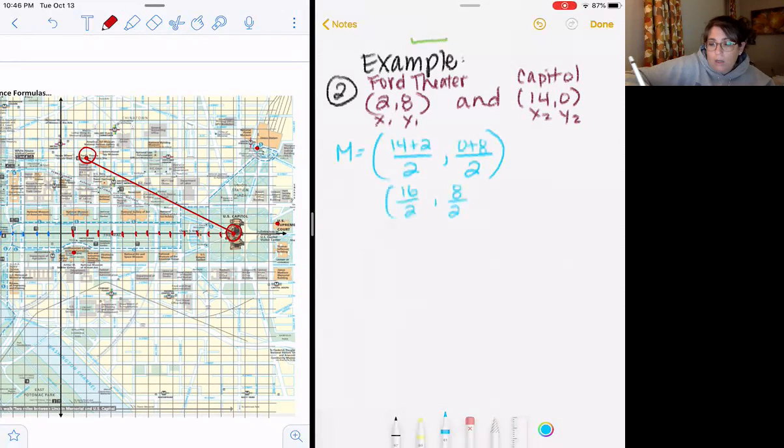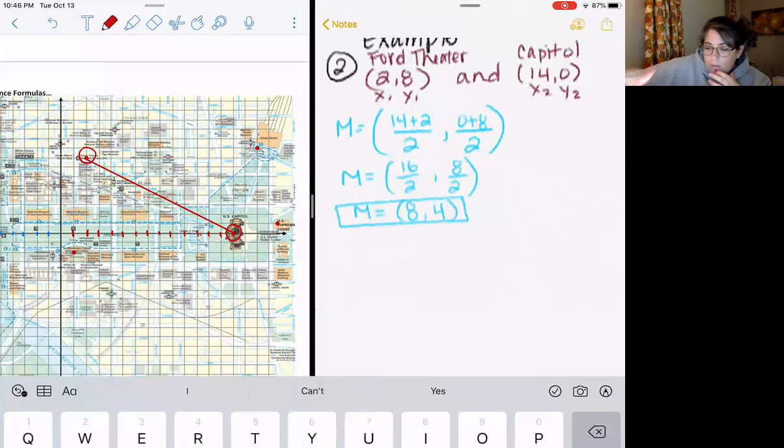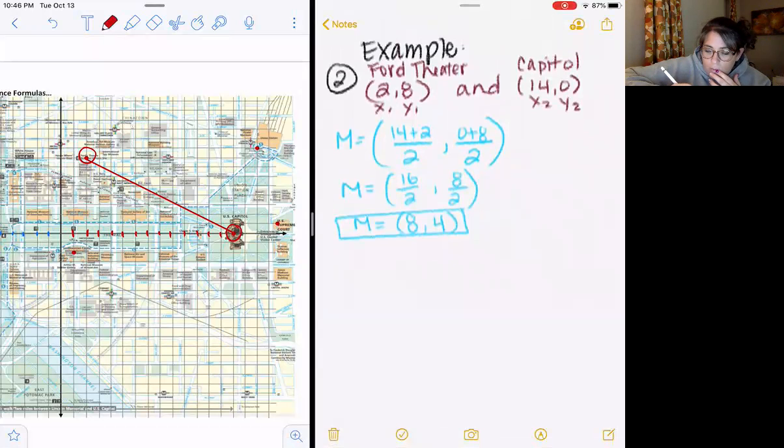So again, a whole number. Maybe I picked all whole numbers. I don't know. Maybe the DC is made it that way on purpose. I have no idea. All right. So 8, 4 is your midpoint. That's the answer. So 8, 4, sorry. 1, 2, 3, 4, 5, 6, 7, 8. 1, 2, 3, 4. There's your midpoint. That's halfway between. That's the middle.